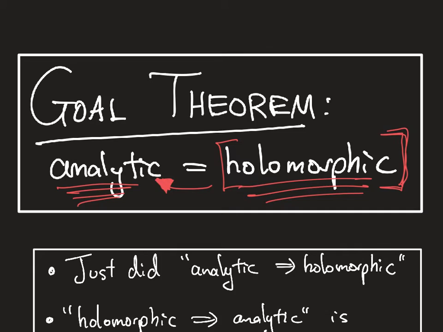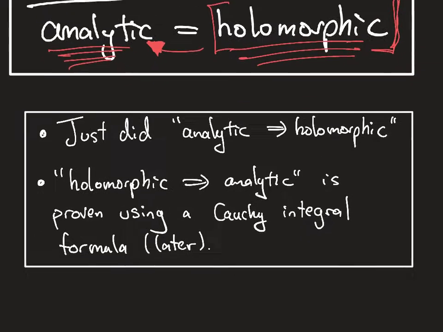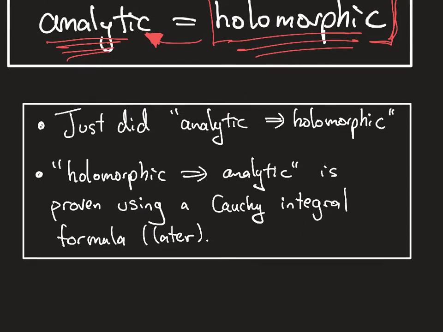So it'll take us a little while to prove this equivalence. We just proved that analytic implies holomorphic because we proved that power series are holomorphic. Again, the other direction, holomorphic implies analytic, is harder, and you prove it using a version of the Cauchy integral formula, and we're going to do that later.